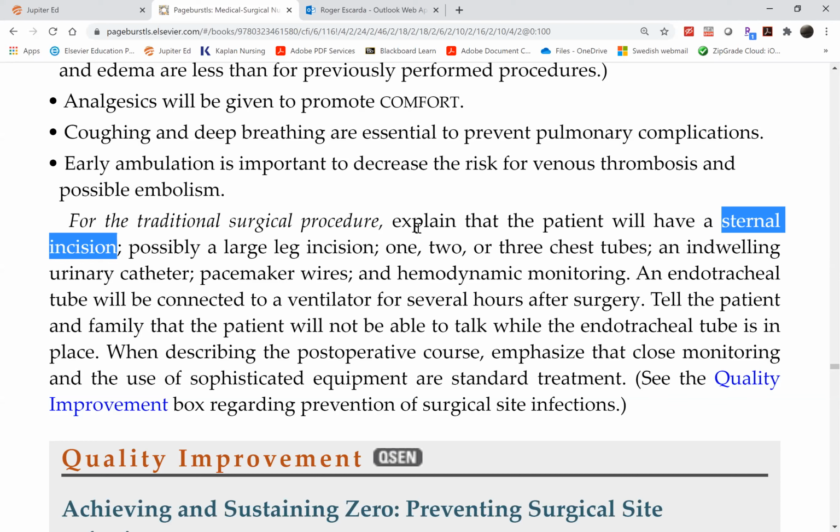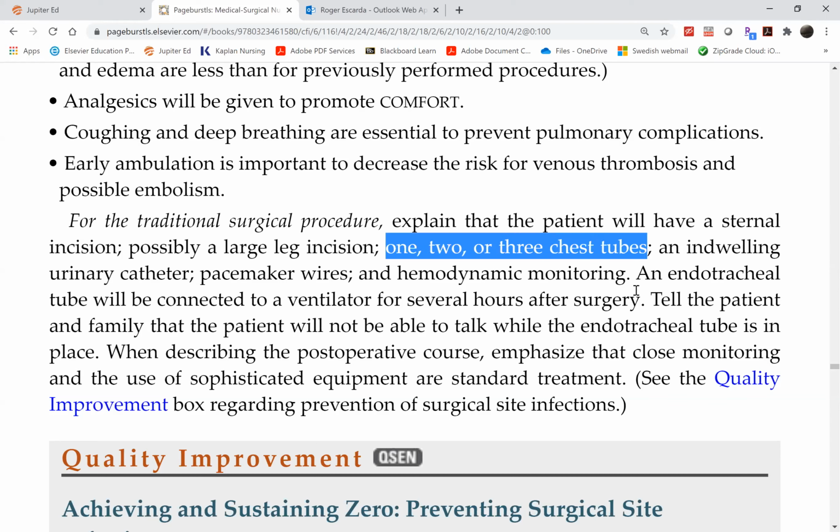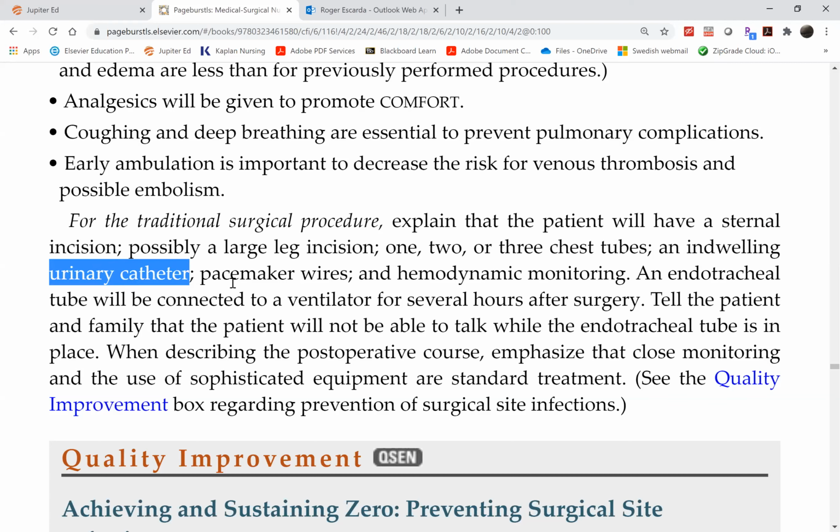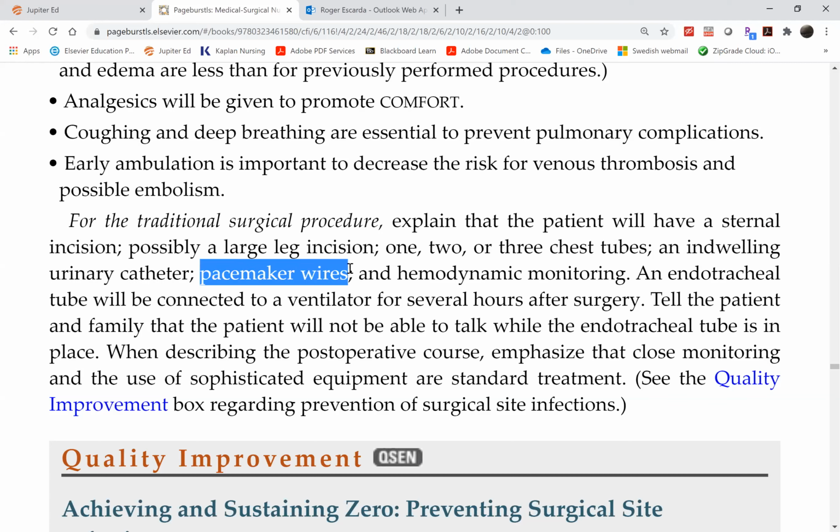Because you crack the chest open, there will be a lot of drainage, a lot of bleeding. So the patient will have chest tubes, either 1, 2, or 3, to drain fluid so that the patient doesn't develop cardiac tamponade post-op. And there will be a Foley because they'll be restricted from getting out of bed during the first 12 to 24 to 48 hours. Then they'll have pacemaker wires.